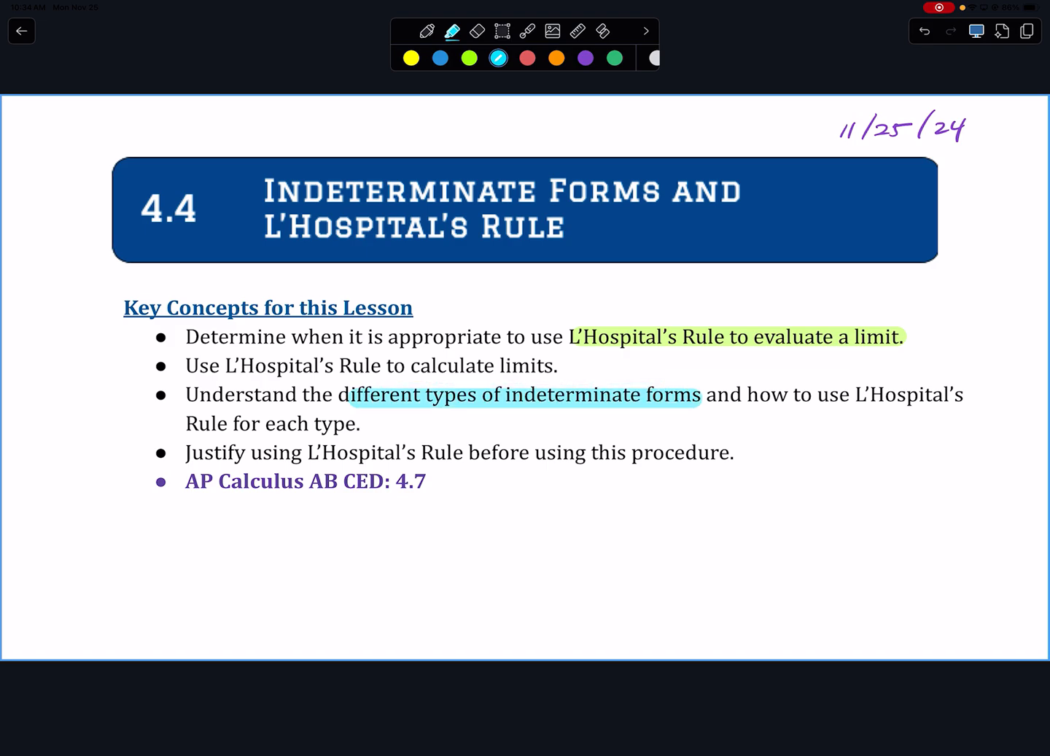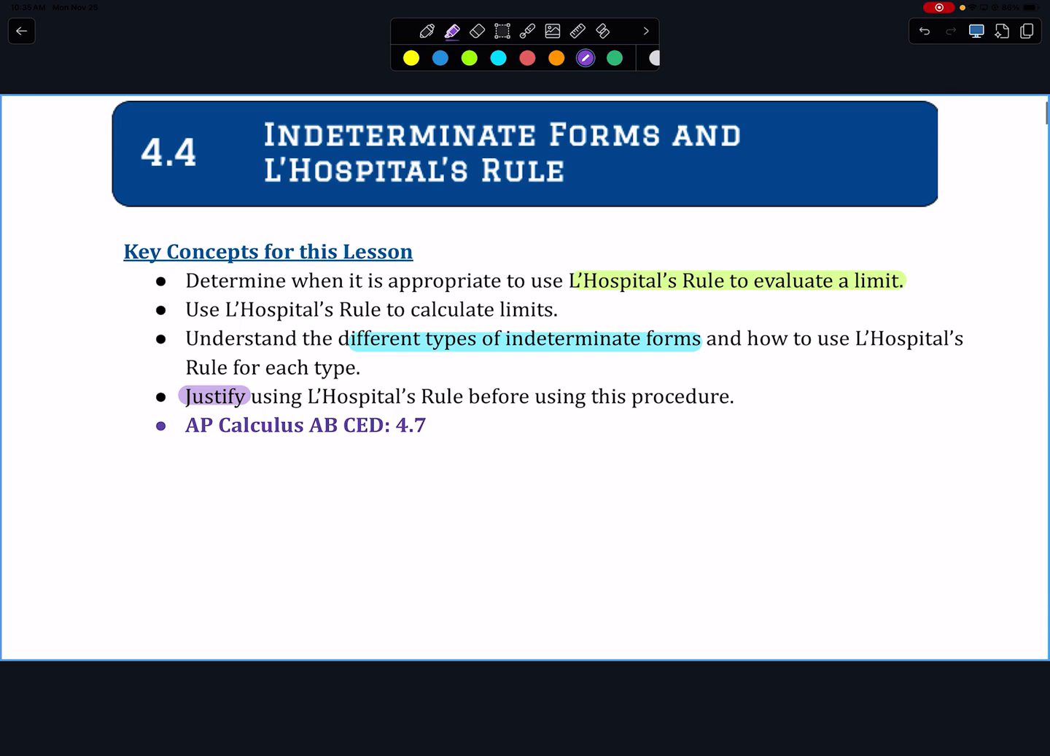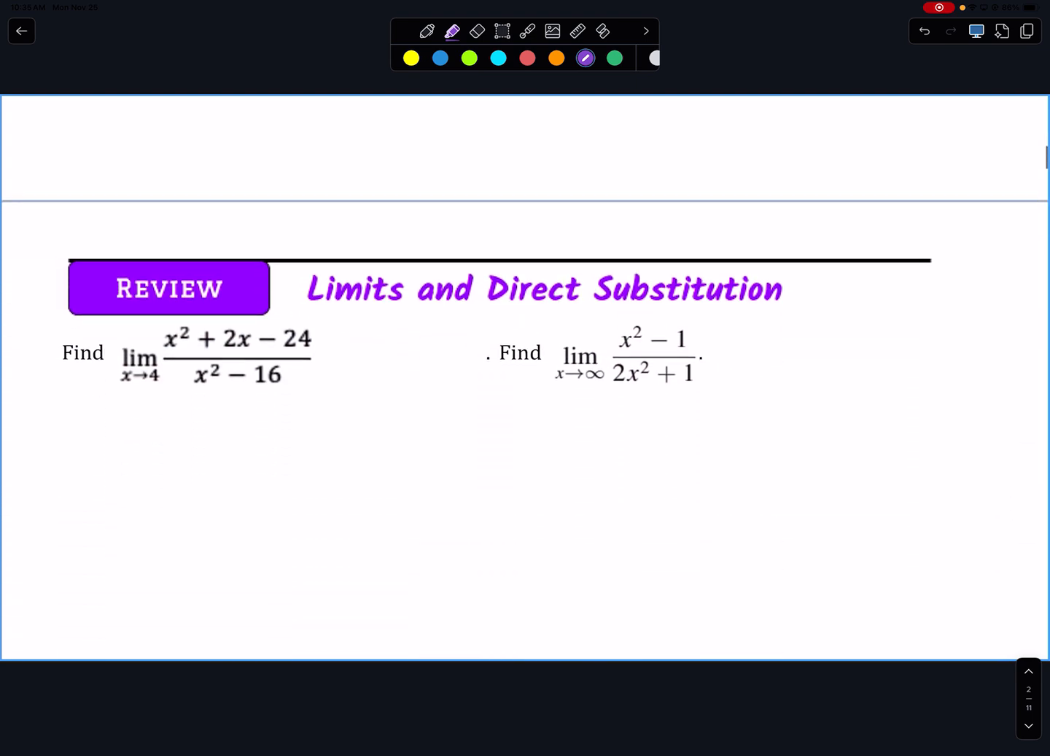And then lastly, just like we do all the time, we have to justify. When are we allowed to use it? And what must we say before we use it? This is very important, you guys pay attention, because if you don't show your work correctly for this, the AP graders will mark it wrong, even if your math is correct. All right. So we're going to start off this lesson with a couple of practice problems.